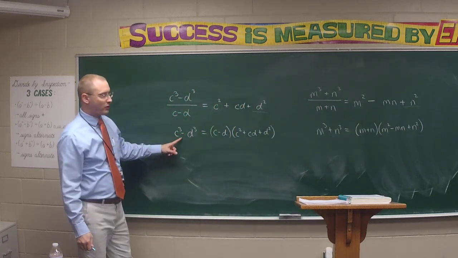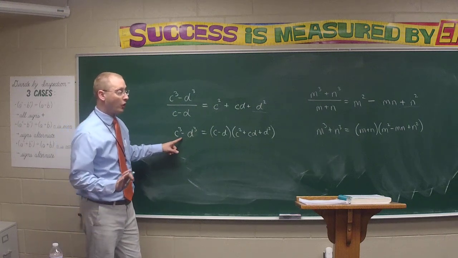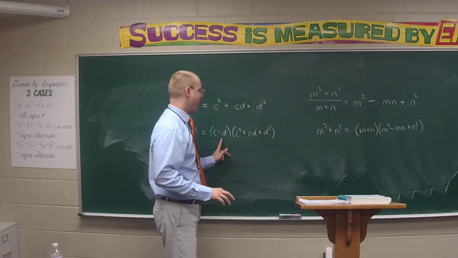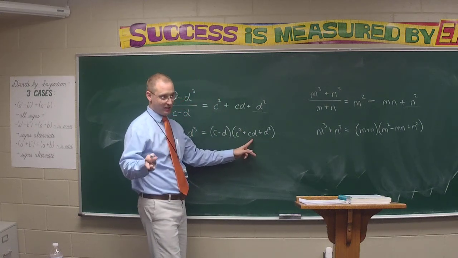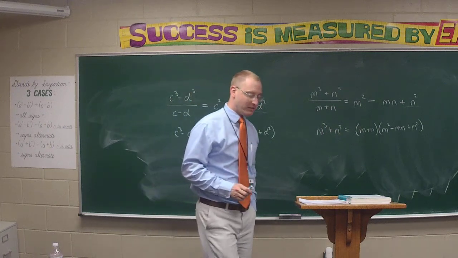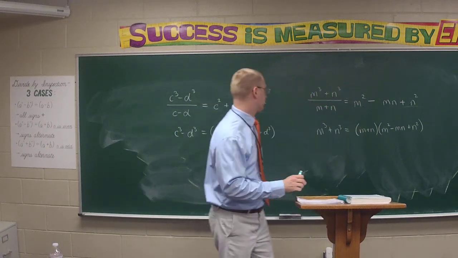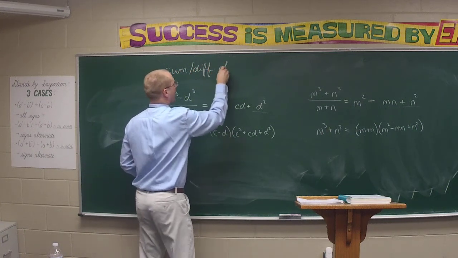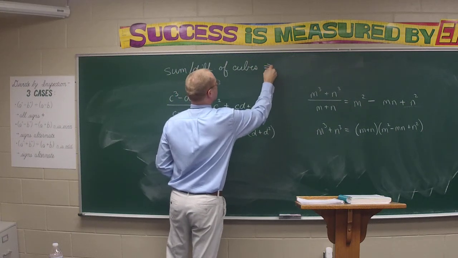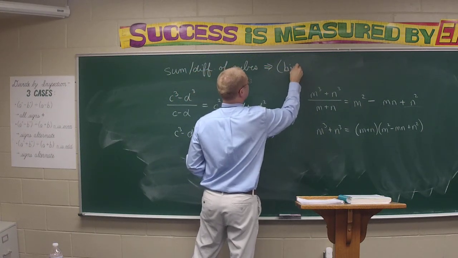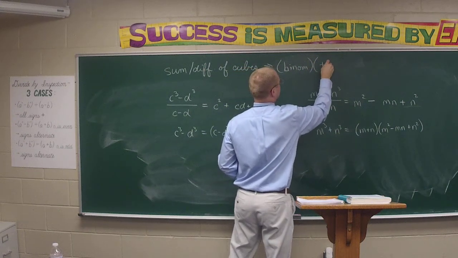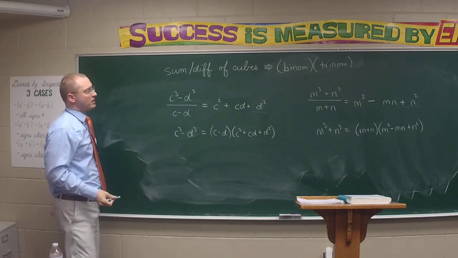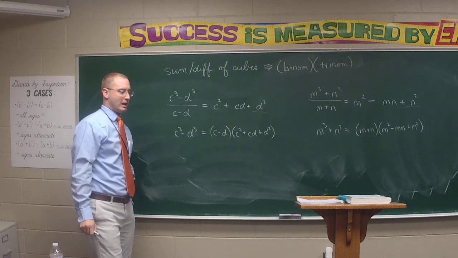Notice if you have a difference of cubes or a sum of cubes, either way, you get a binomial times a trinomial. And that's our next section. Write that in your notes. A sum or difference of cubes becomes a binomial times a trinomial. Using a little shorthand here.